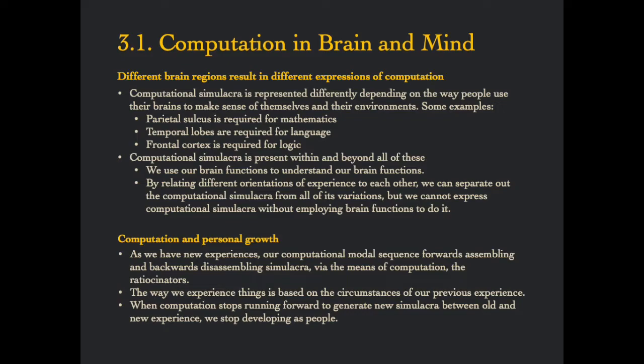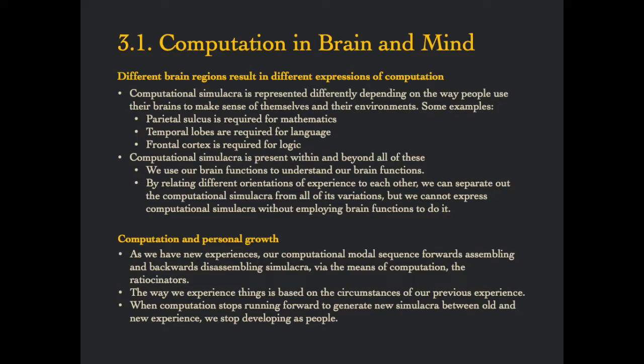Computational simulacra is represented differently depending on the way that people use their brains to make sense of themselves and their environment. Some examples would be the parietal sulcus is required for mathematics, the temporal lobes are required for language, and the frontal cortex is required for logic. And of course, this list can continue, but the general idea that I'm trying to get at here is that computational simulacra is present within and beyond all of these.